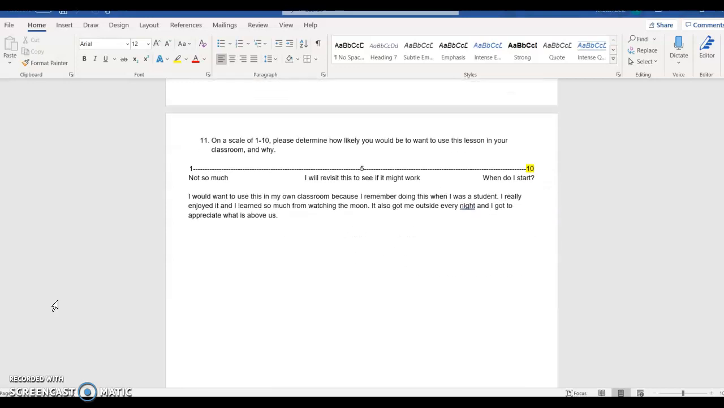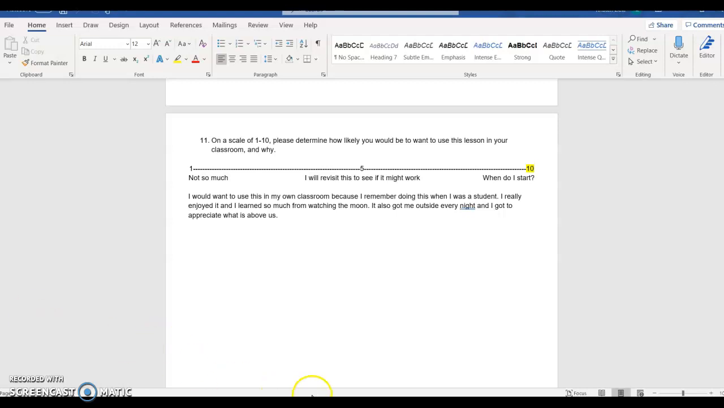So, last one. On a scale of 1 to 10, please determine how likely you'd be to want to use this lesson. I would put this at a 10 because I really enjoyed this, and this is actually one of the lessons that I clearly remember when I was a student, and I thoroughly enjoyed it as a student. As a teacher, I'm going to thoroughly enjoy it too, teaching them and having them learn about space and the moon, and why the moon has these different phases and why we can only see certain parts of the moon throughout the month and all that fun stuff.